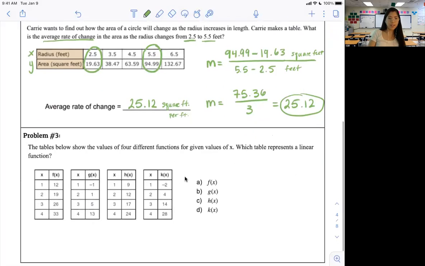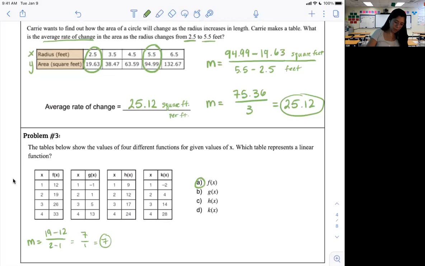Okay, number 3. Which table represents a linear function? You would have to use the rate of change formula, and you want to check it at least 3 times to see if you get the same rate of change. And it turns out that it's f of x. You've seen this one before also. For f of x, when you use the rate of change formula, you would do 19 minus 12 over 2 minus 1. That's 7 over 1, which is 7. Then you pick the next 2, you also get 7. When you pick the last 2, you also get 7. And that's the only one that works out.